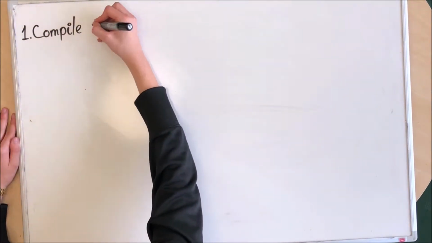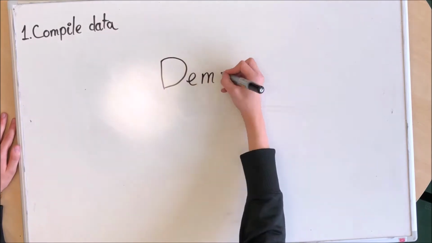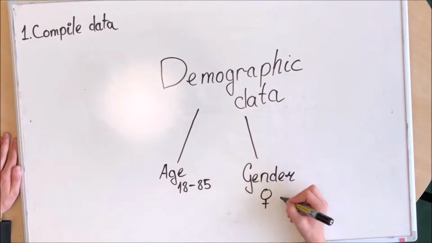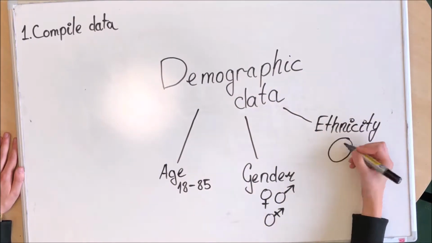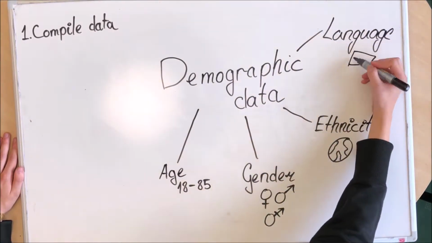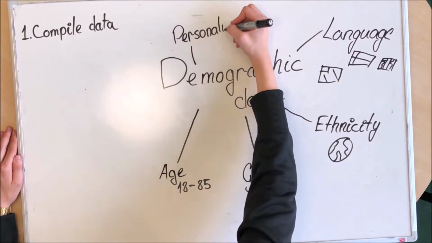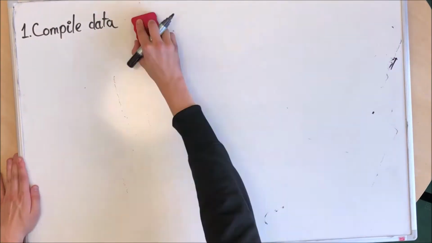Firstly, employees should know how their workforce differs from the labor market. That way they can better understand the diversity of their employees and identify any areas of concern or trends. Demographic data may include age, gender, ethnicity, national origin, language, personality type, and others.